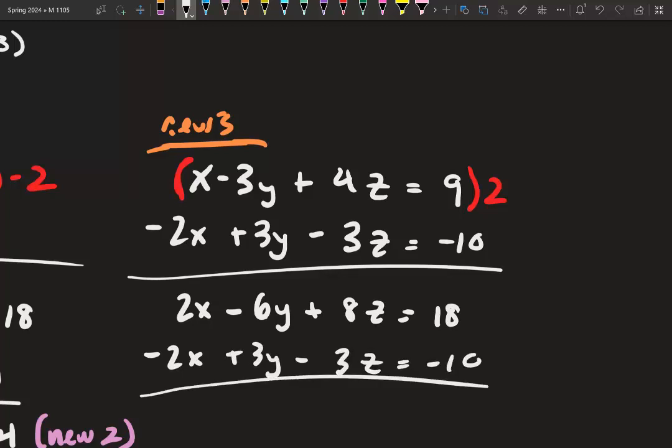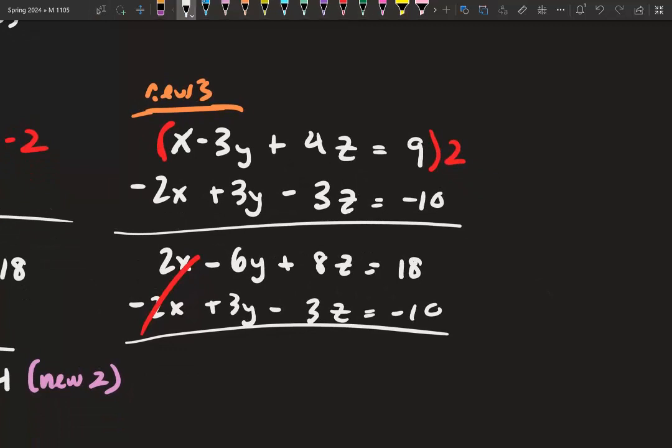All right, let's go ahead and add. Our x's cancel. That was the goal. Sweet, we did it. So we have -6y, positive 3y. That's -3y. Positive 8z, -3z. That's positive 5z. And 18 minus 10, we get 8. That's our new 3.